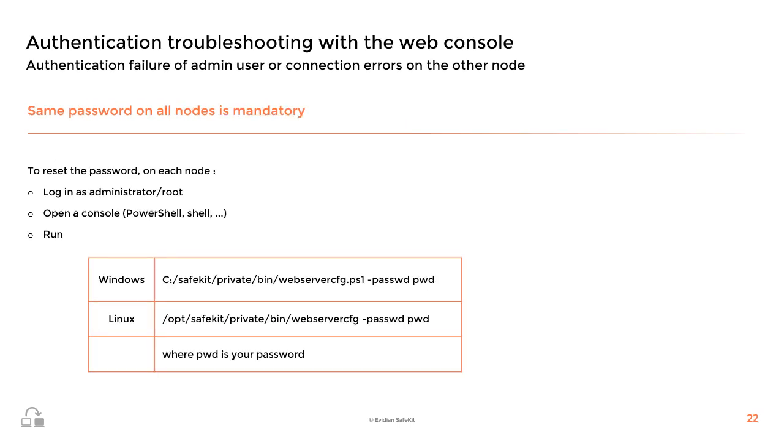To troubleshoot authentication issues with the web console, ensure that the same password for the admin user is used on all nodes. To reset the password on each node, log in as administrator on Windows or as root on Linux. Open a console such as PowerShell or Shell and run the web server CFG command with your password. By setting the same password on both nodes, this should resolve any authentication failures of the admin user or connection errors on the other node.